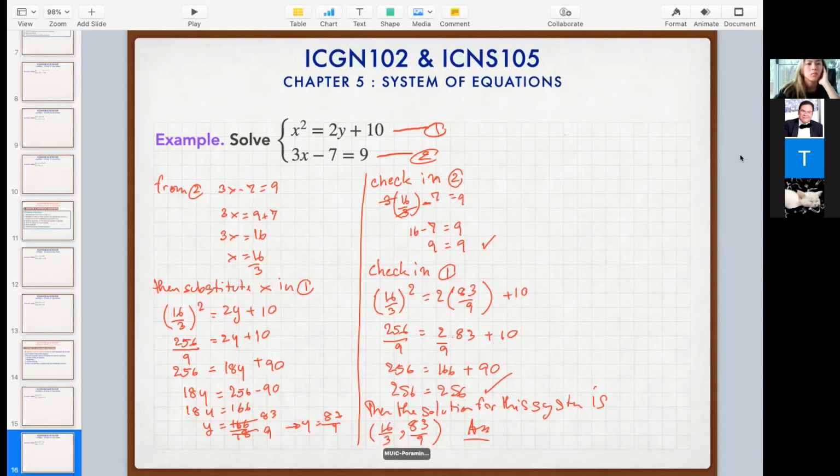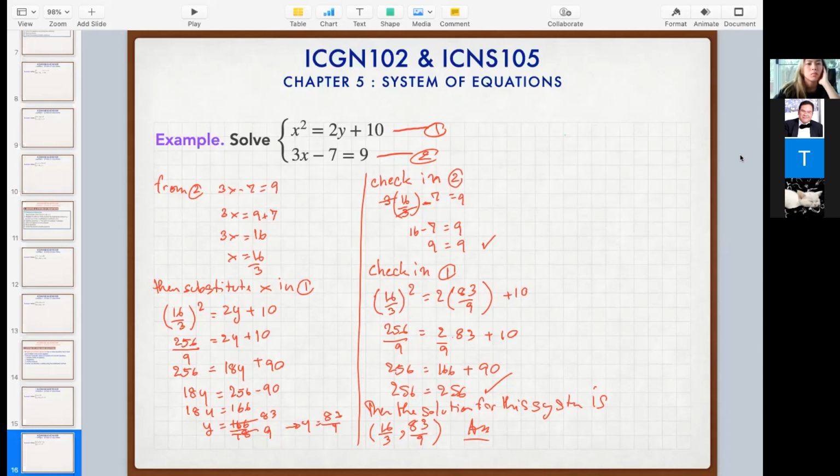Okay, then for this example, do you have any questions? Has anyone? It's not difficult, is it? But when you multiply any values or subtract any value to solve the equation, you have to do it carefully. Just that. It's not difficult.